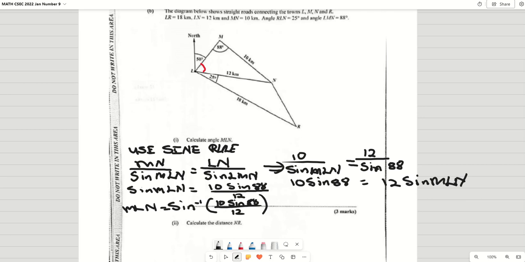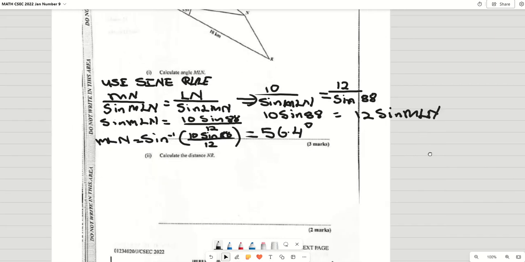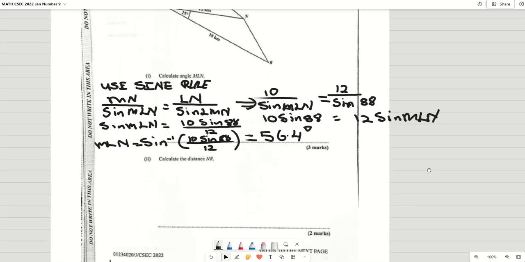Alright? And when all said and done, when we finish with all of this, you are going to get an answer of 56.4 degrees. And that is how you would have done this question. Right? Let's look at the next question. The next question says calculate the distance of NR.